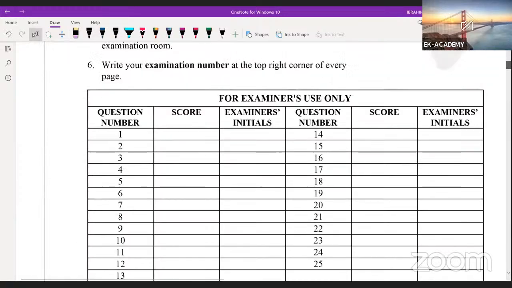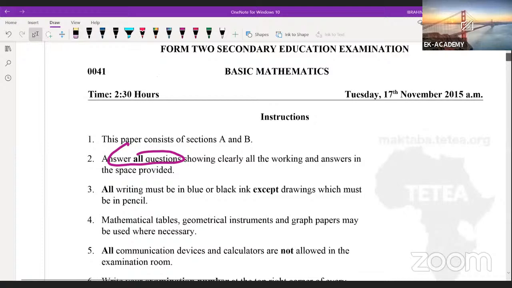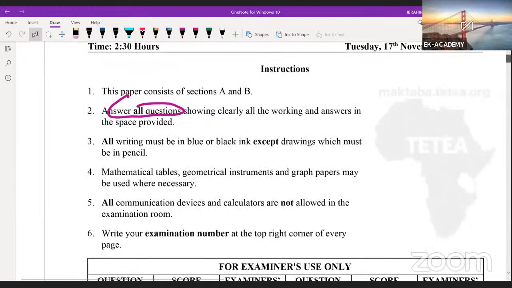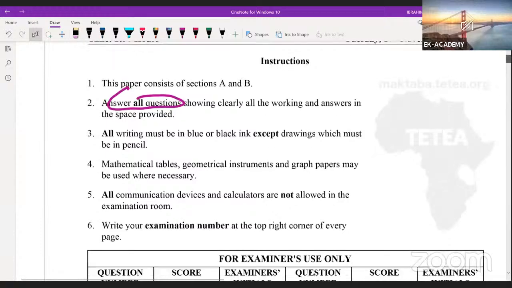So the exam, as we said, had two sections, Section A and Section B, and all questions have to be attempted properly. Students have to use a black or blue ink pen, while in drawings they have to use pencils. Mathematical tables, geometrical instruments, and graph papers may be used where necessary. All communication devices and calculators are not allowed in the examination room. Students are supposed to write their examination number at the top right corner of every page. So we go straight to the questions.